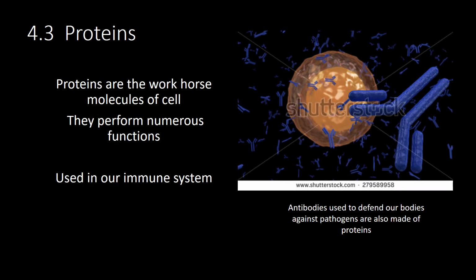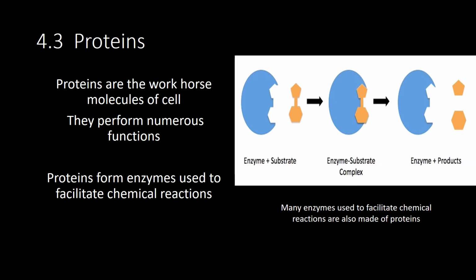Proteins are also used in our immune system. Things like antibodies. They're used to defend ourselves against pathogens, and those antibodies are made up of proteins. And they also help our cells recognize each other along with the different types of carbohydrates.